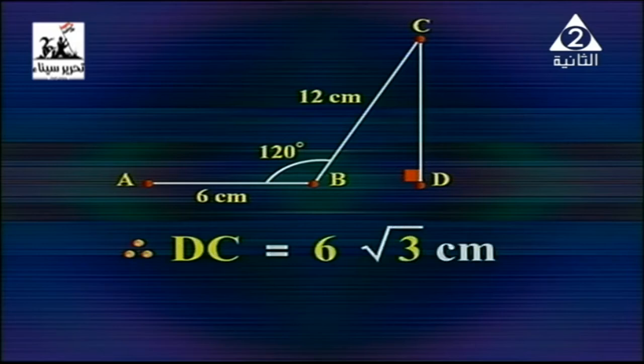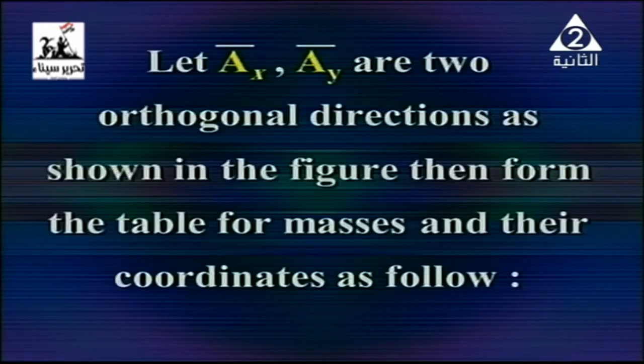DC, dear student, is opposite the 60 degree angle. By using the Pythagoras theorem or the sine of angle CBD, we find DC equals 6√3 centimeters. Now we take AX and AY as two orthogonal directions as shown in the figure, then form the table of masses and their coordinates as follows.